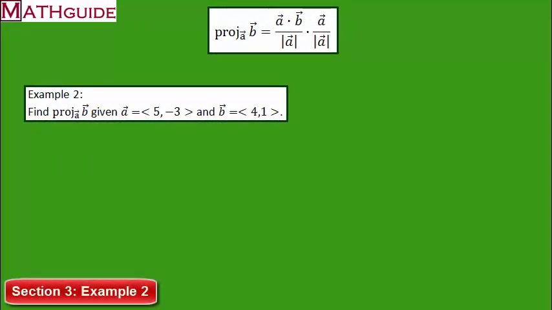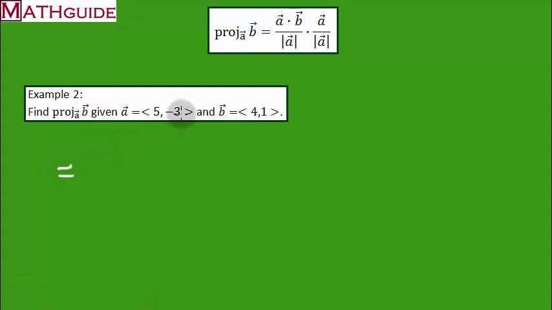Here's example 2. Again, I'm going to look at this as two different fractions. First thing I like to do is calculate the dot product. So I take 5 times 4. I multiply -3 times 1. And of course, I've got to find the sum of those two products. Now in the denominator, I've got to find the magnitude of A.